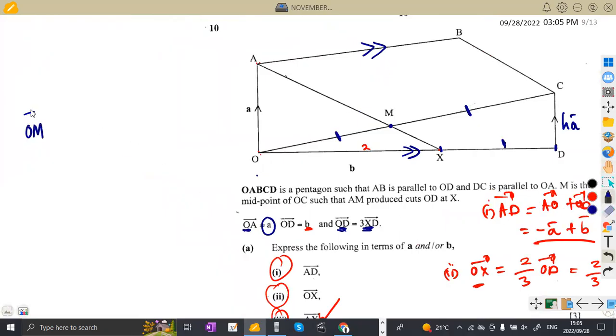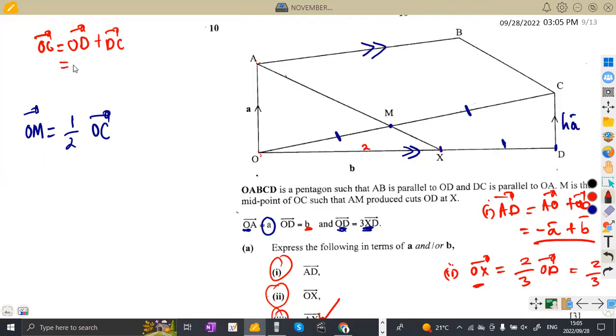From O to M, I have to include this DC, but OM is actually, because remember I told that M is the midpoint. So this OM is actually half of OC, provided that we have got this OC, but we do not have this OC. So that means we can play around to find OC first. So what is our OC? From O to C is going to be OD plus DC. So we need vector OC, so it's going to be OD plus DC.